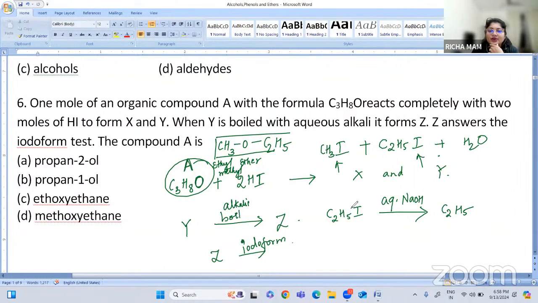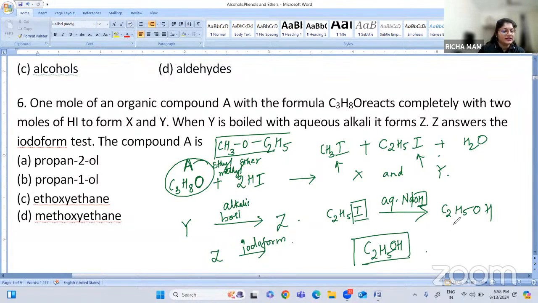So what will happen? Your iodide will be exchanged, or substituted with which nucleophile? OH. So you will get ethyl alcohol. Now this ethyl alcohol will answer the test. So here, what is the answer?